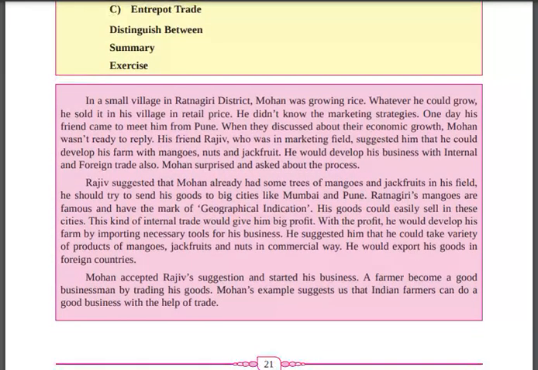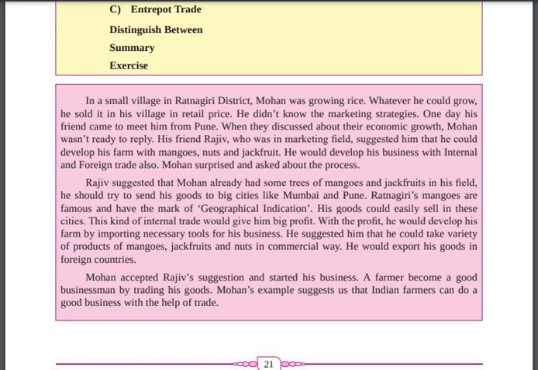Clear? So here one case study is given. Let's read. In a small village in Ratnagiri district, Mohan was growing rice. Okay, Mohan is a person. He is growing rice in Ratnagiri. Whatever he could grow, he sold in the village at the retail price, and he didn't know the marketing strategy. So Mohan is a boy growing rice in a small village, and whatever he grows, he sells at the retail price.